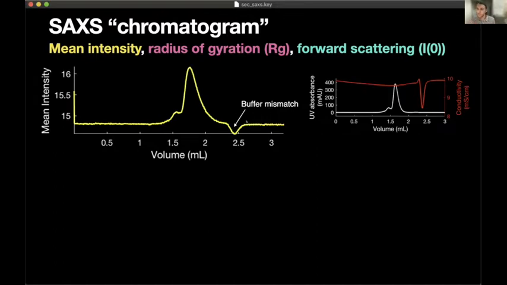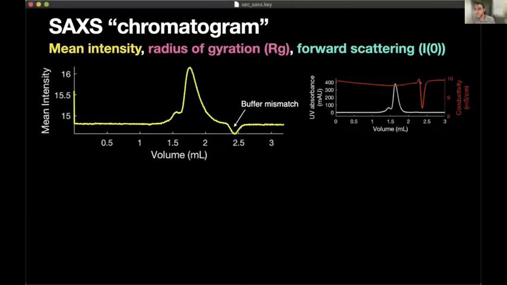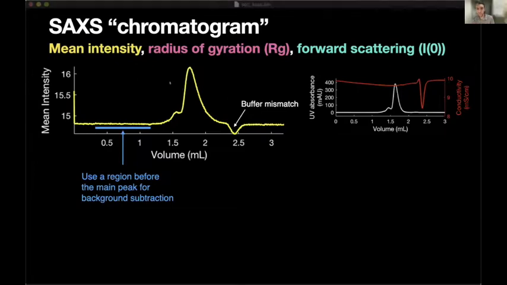This is because the buffer that the sample was in when I injected it was different from the running buffer. It had a different amount of salt. You can see this as well in the conductivity trace. The FPLC we were using had a conductivity sensor, and there's a blip in the conductivity telling you there's a buffer mismatch. The reason I point this out is because we always tell people to use the buffer from the beginning of the elution for buffer subtraction, not at the end, because this buffer mismatch can be an issue. This buffer from the sample is equilibrating with the running buffer as it goes through the column, and so this is the proper buffer to use for background subtraction.